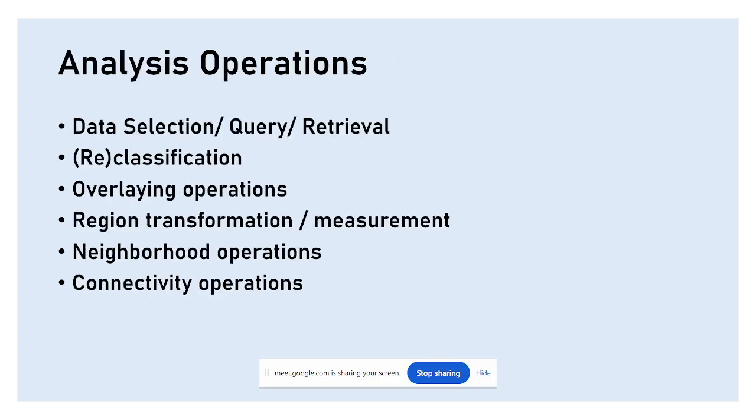So the analysis operations include the following. We have data selection or query or retrieval. Then we have reclassification. We have the overlaying operations. We have region transformation or measurement. We have the neighborhood operations. We have the connectivity operations. We'll be discussing each of these a little bit in detail, not as detailed as you've seen in the lecture. I'm just recapping the topics. If there is anything that you need to know specifically, you can ask me in between. I don't want it to be a complete repetition. That's fine.